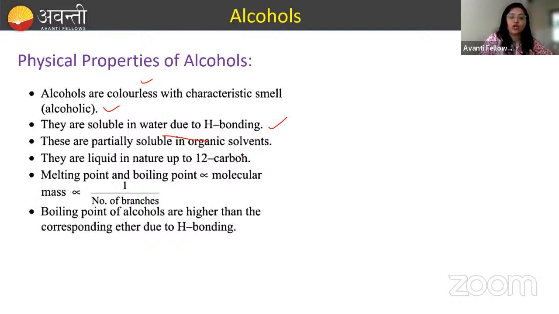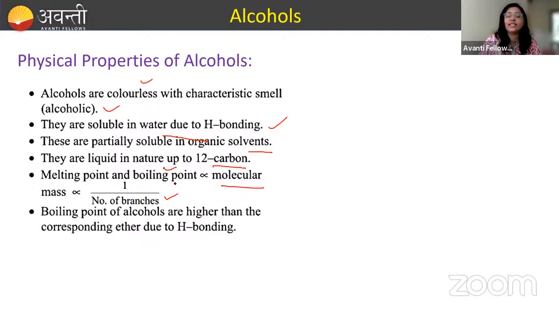These are partially soluble in organic solvents. They are liquid up to a 12 carbon atom chain. The melting point and boiling point of these alcohols are directly proportional to their molecular masses, and inversely related to the number of branches. So if the number of branches is more, what will happen? The melting point and boiling point will be less, right?